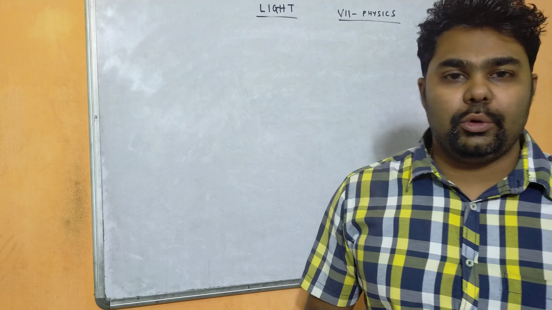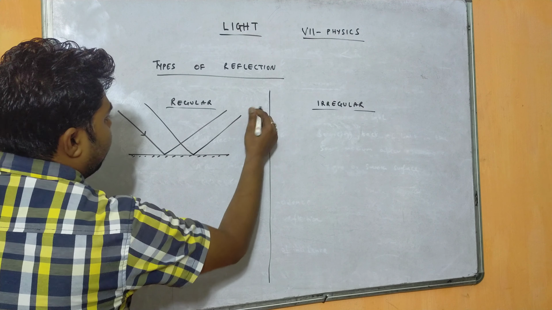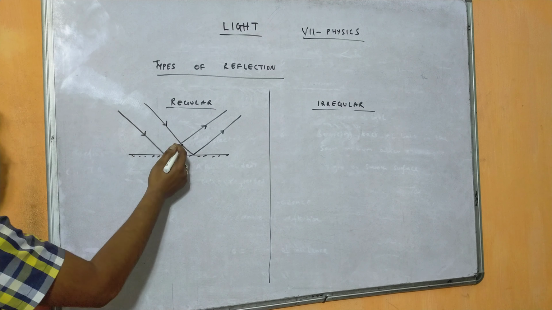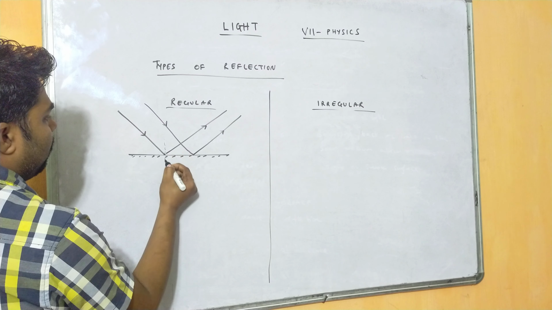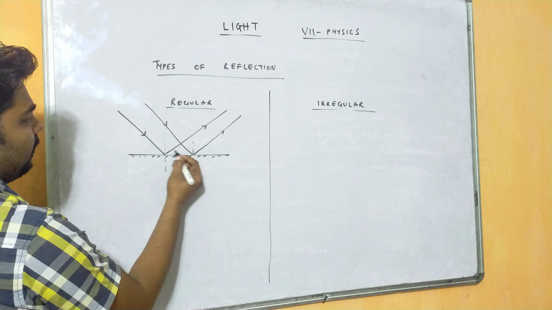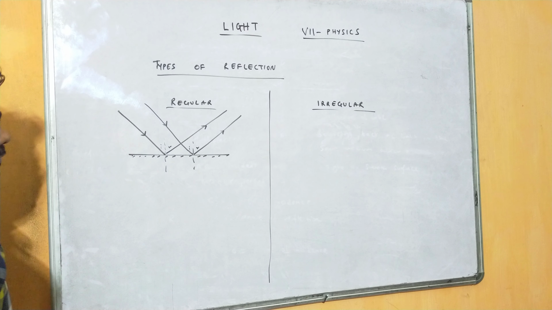In regular reflection, let us consider this is a smooth surface, let us consider it is a mirror. Then light is falling here and it gets reflected. Again light falls here and it gets reflected here. This is the incident ray and this is the reflected ray, and this is the angle of incidence and this is the angle of reflection.